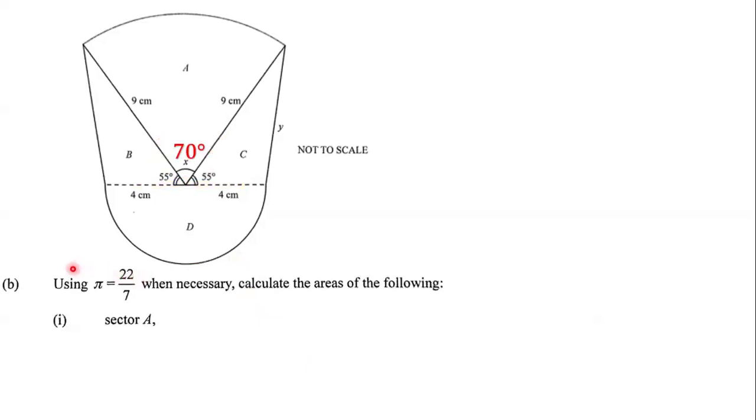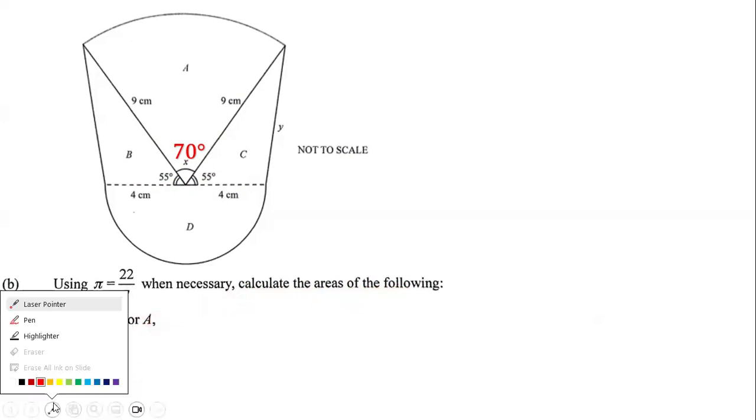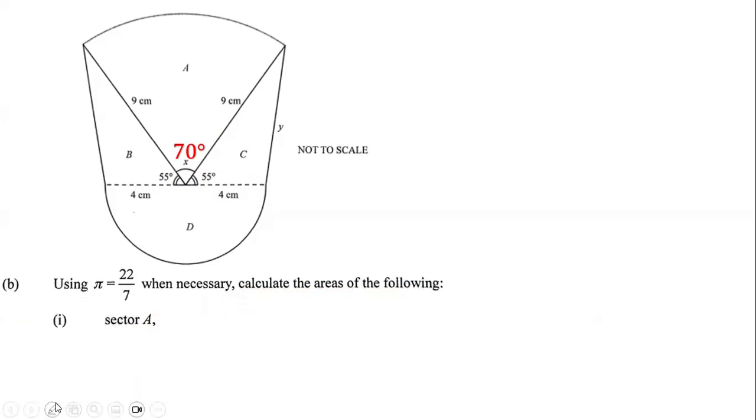Next, we have part B, which says: using pi equal to 22/7 when necessary, calculate the areas of the following. Sector A. So we need to figure out the area of sector A. Let's show the sector of a circle. A sector is just a piece of a circle. So we have this sector of a circle, which we have here.